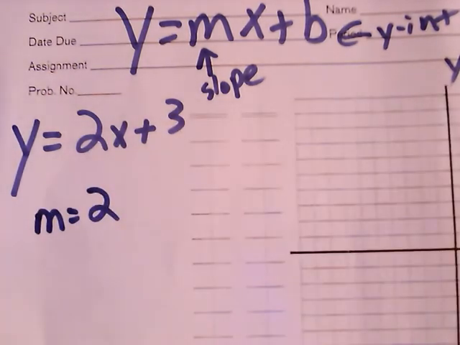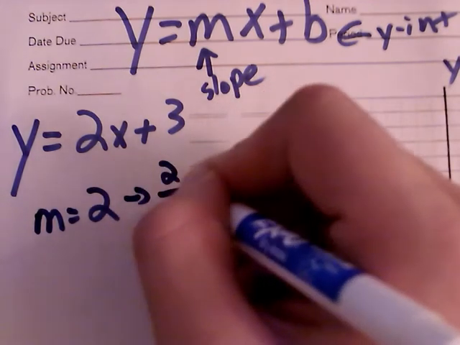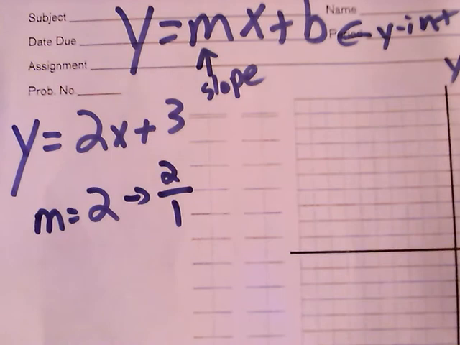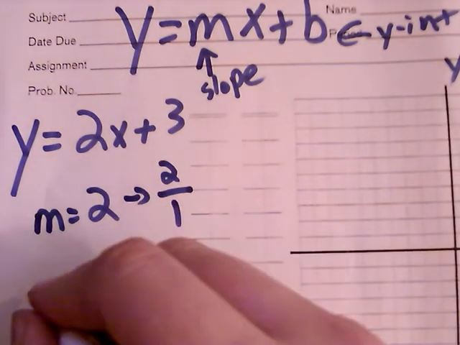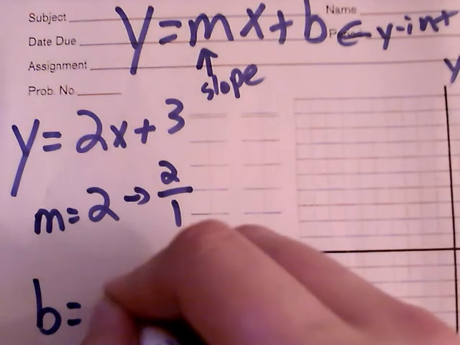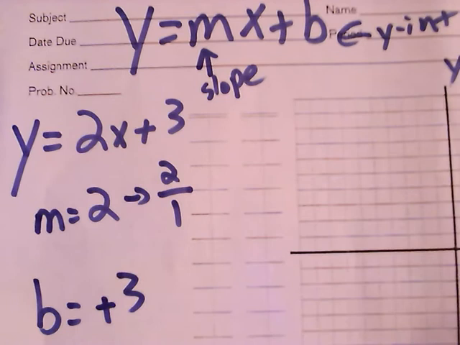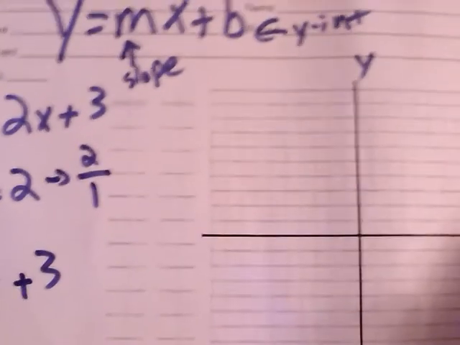Now remember, when they write slope as a whole number, 2, 3, anything like that, it's always 2 over 1. So it's saying you rise 2 and run 1. Now my b value is a positive 3. We have to know that in front of it. If it's plus 3, it means positive 3.